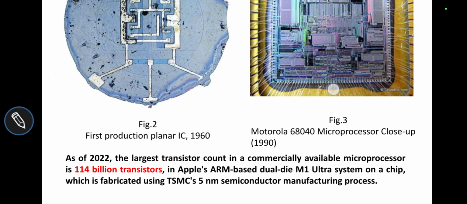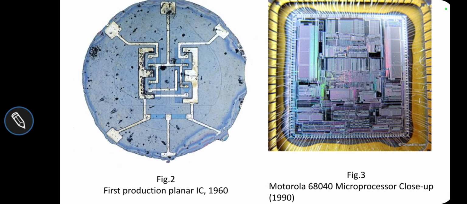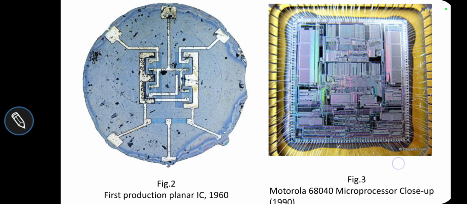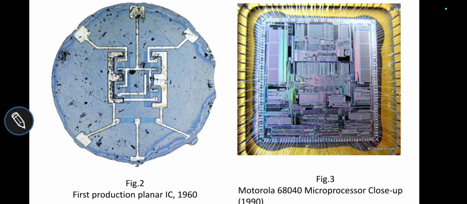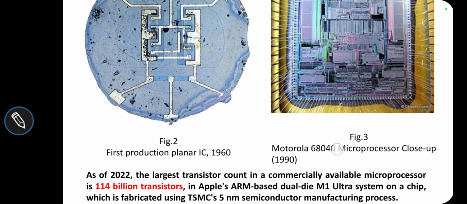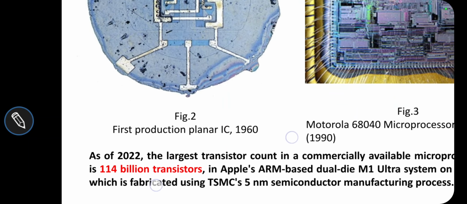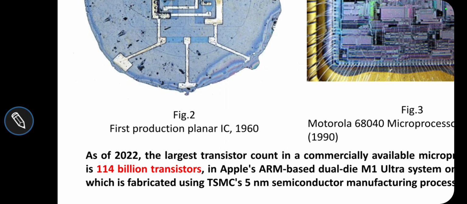So in the 1960s it was just a single IC, and when it comes to 1990 you have this Motorola 68040 microprocessor. As I said just now, it is millions of transistors. Now if you see here the red line, as in 2022, 114 billion transistors was a huge number. You know, a billion means 100 crores. 114 billion transistors. You can't even imagine, that is a big number.